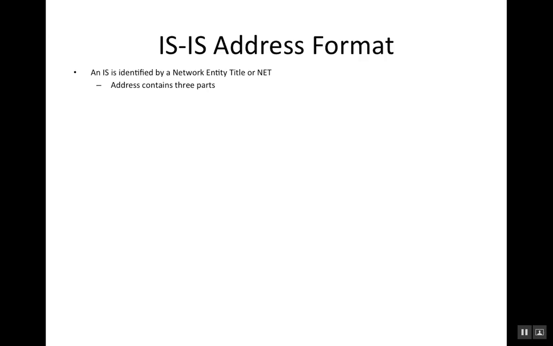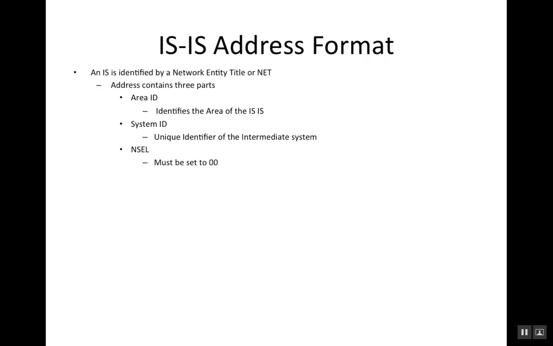It has three parts: the area ID, which is the identifier for what area the device is participating in; the system ID, which is the unique identifier for the intermediate system or the router, and that's actually the router ID portion of the NET; and then your N-selector, which must be set to 0. It's something that the ISIS process uses internally. I want to say it has to do with your DIS election and circuit names. But whenever you're configuring the NET, you never set anything but double zeros.